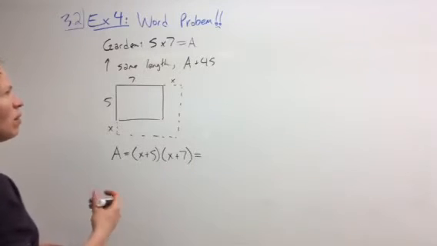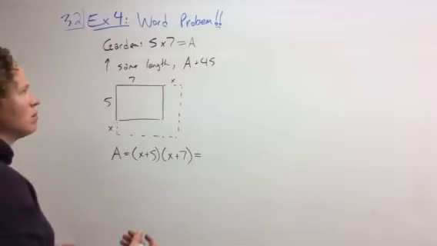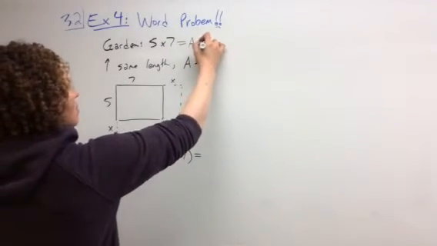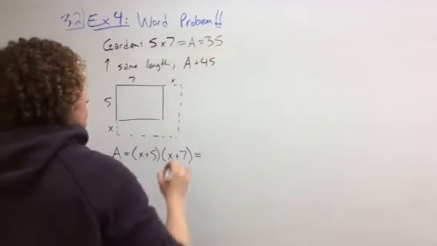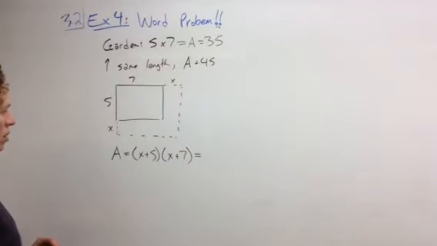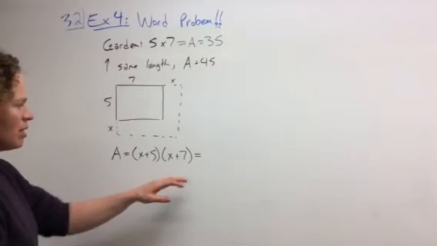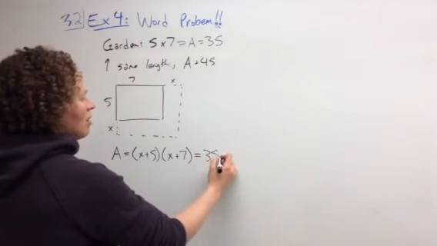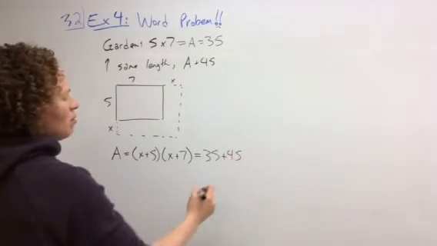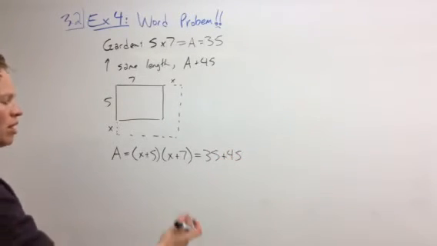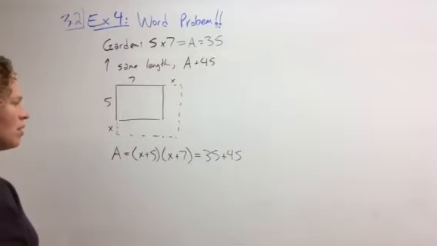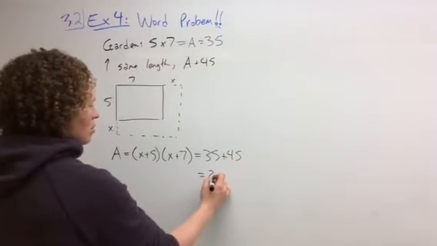So what was the old area? Well, 5 times 7 is 35. So that means that x plus 5 times x plus 7 is going to equal 35 plus 45, because it's going to be 45 more than it was before. So that means that it's going to be equal to 80.